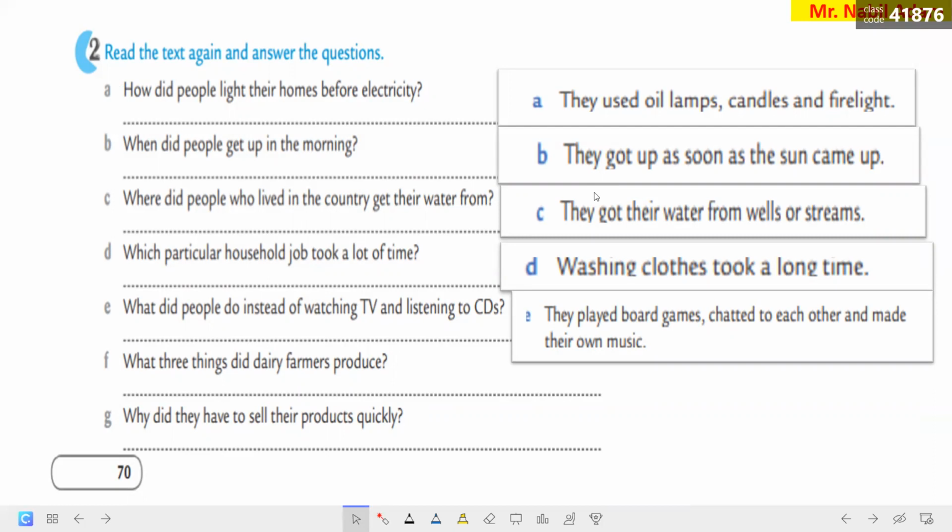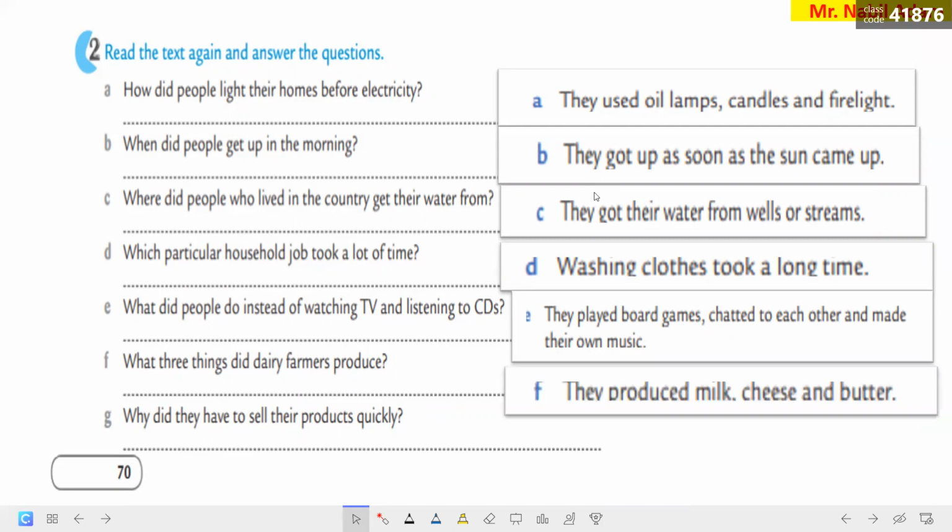What three things did dairy farmers produce? They produced milk, cheese, and butter. Why did they have to sell their products quickly? Because there were no refrigerators or fridges.